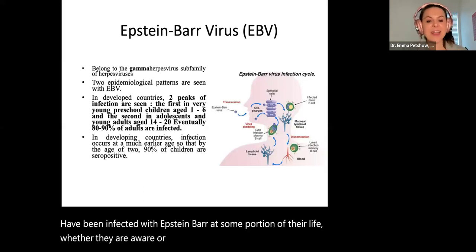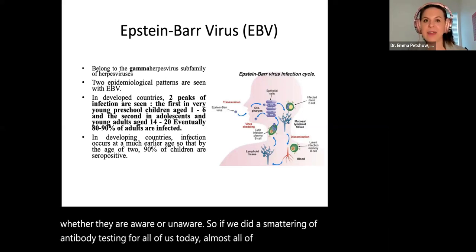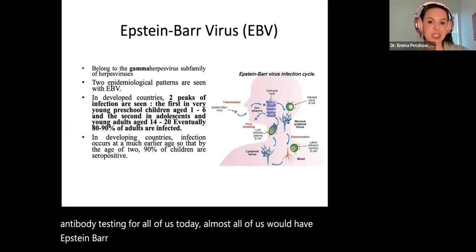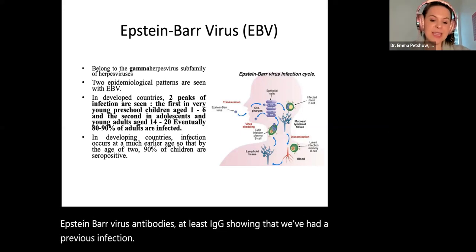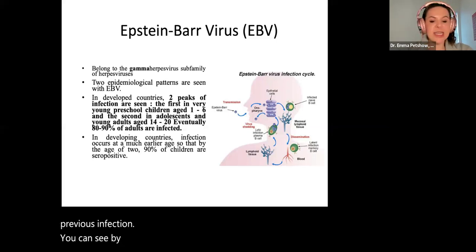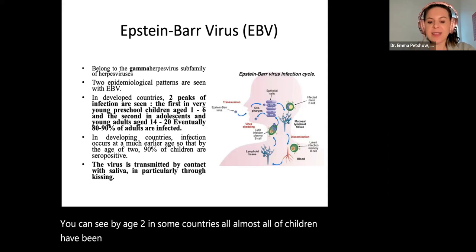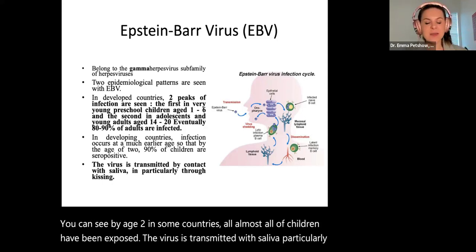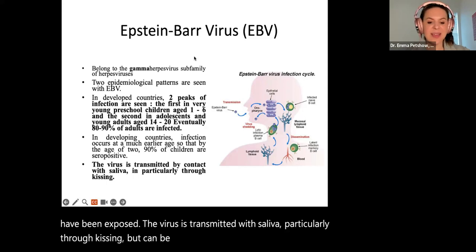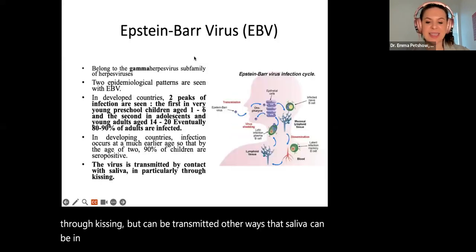So if we did a smattering of antibody testing for all of us today, almost all of us would have Epstein-Barr virus antibodies, at least IgG, showing that we've had a previous infection. You can see by age 2 in some countries, almost all of children have been exposed. The virus is transmitted with saliva, particularly through kissing, but can be transmitted other ways that saliva can be in contact, so sharing drinks, things like that.